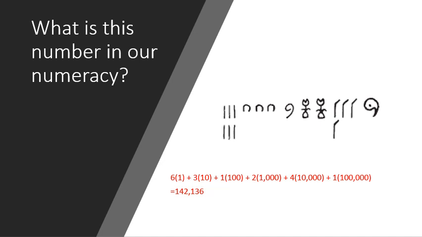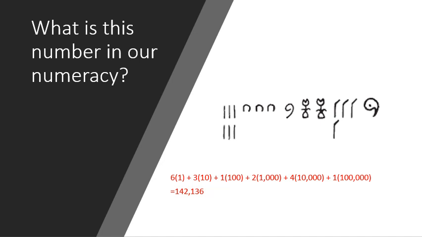The coiled rope, there's only one, so we multiply that by 100. And then there are two lotuses, so that's 2 times 1000. There are four fingers, so that's 4 times 10,000. Then this symbol, that's 100,000. There's only one, so that's 1 times 100,000. Then we just add them all up, and what we get is 142,136.